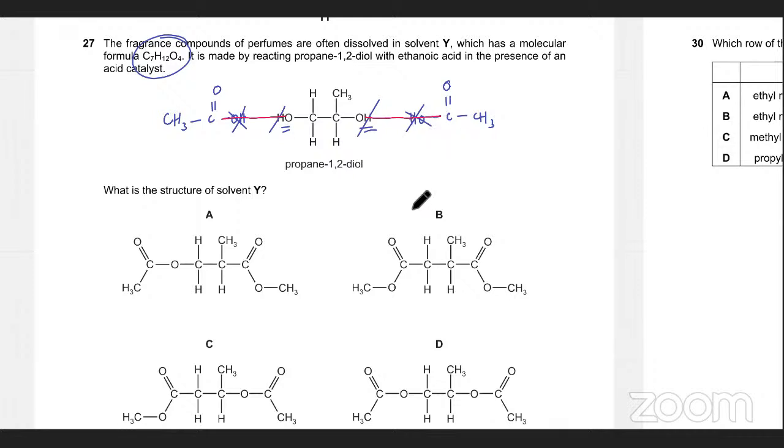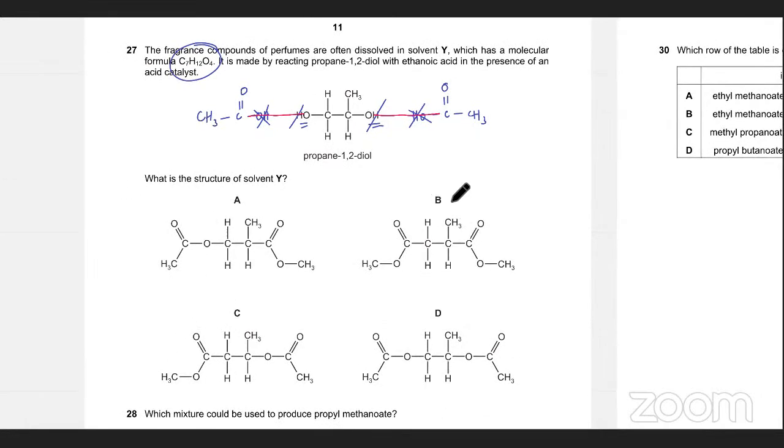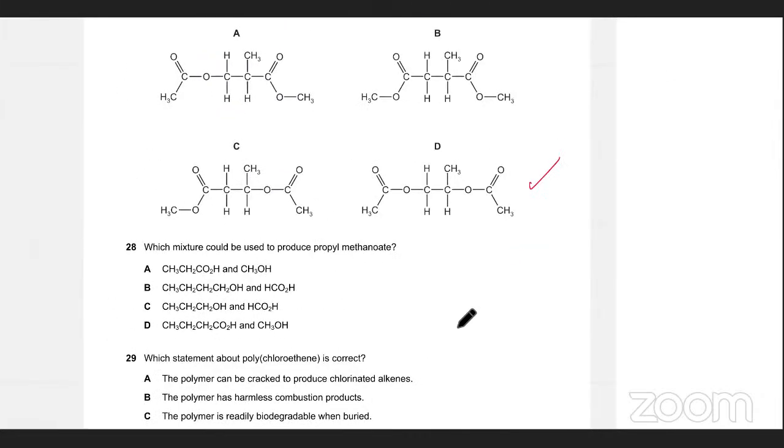So which one is the correct option? It's probably going to be this one, I think. CH3 C double bond O, CH3 C double bond O. The other side is CH3 C double bond O as well, followed by an O, followed by an O. Okay, so it's D. So remember how to make esters.